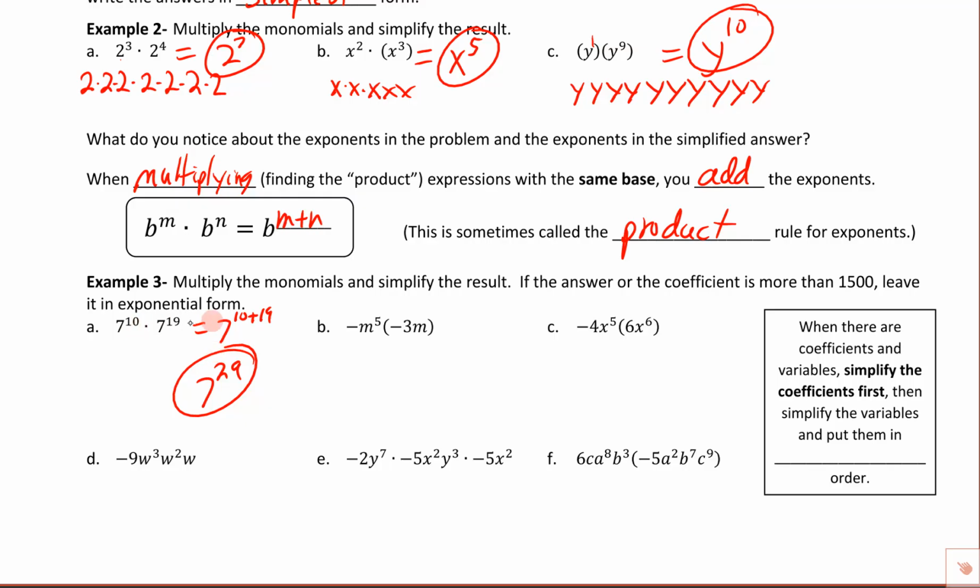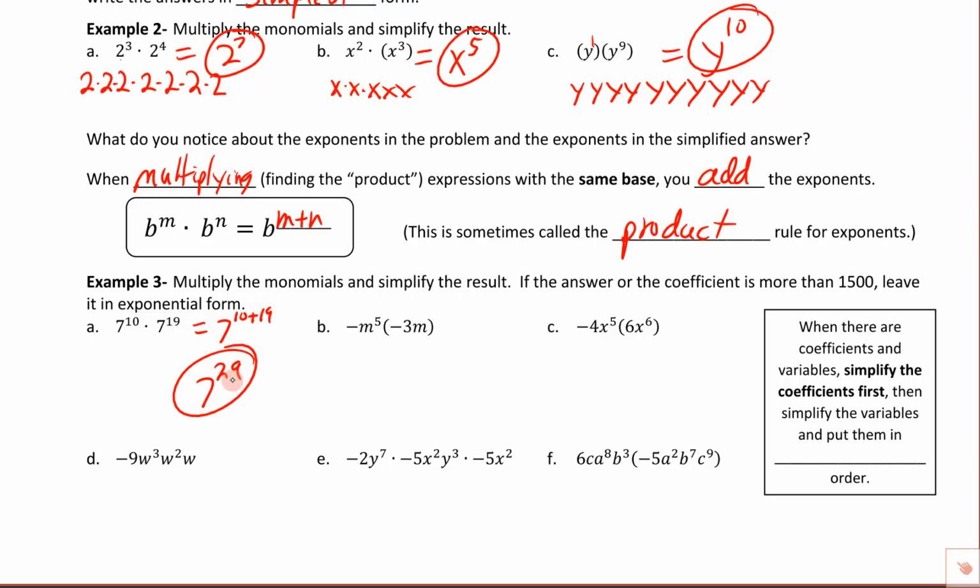Now that's kind of like officially following this rule. You could quickly get to this answer by saying, look, if I've got 10 sevens here and I'm multiplying it by 19 sevens right here, I'm going to have 10 sevens from this, 19 sevens from this. So that means I'm going to have 29 of them all together. That would be totally fine.